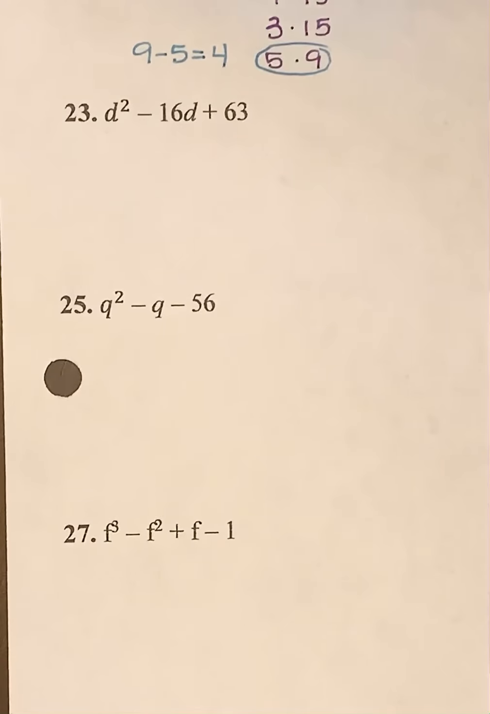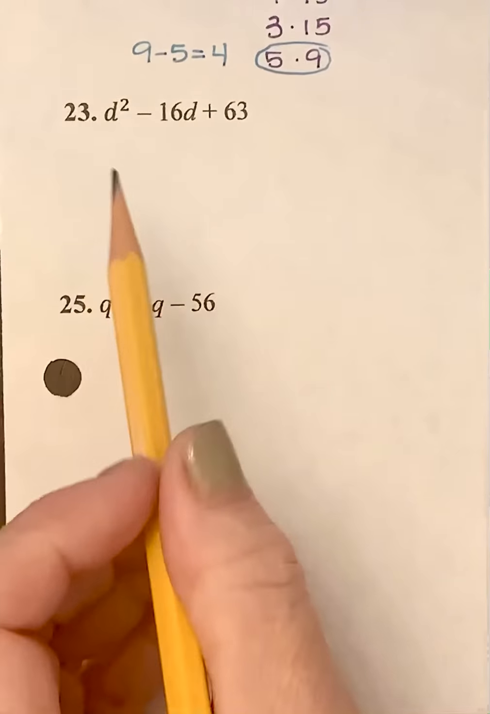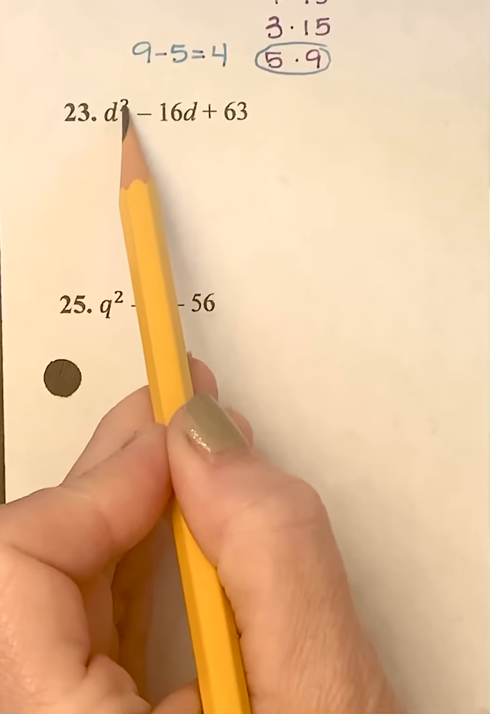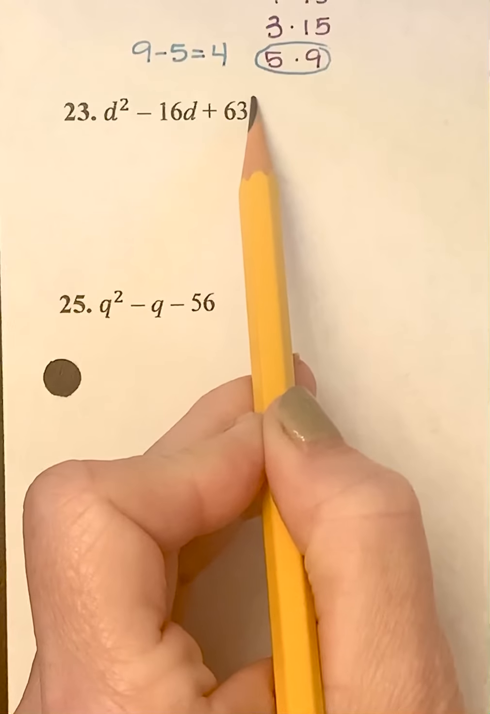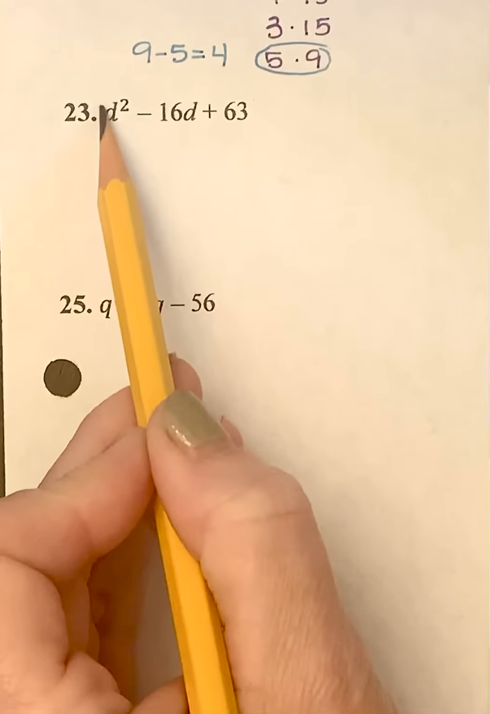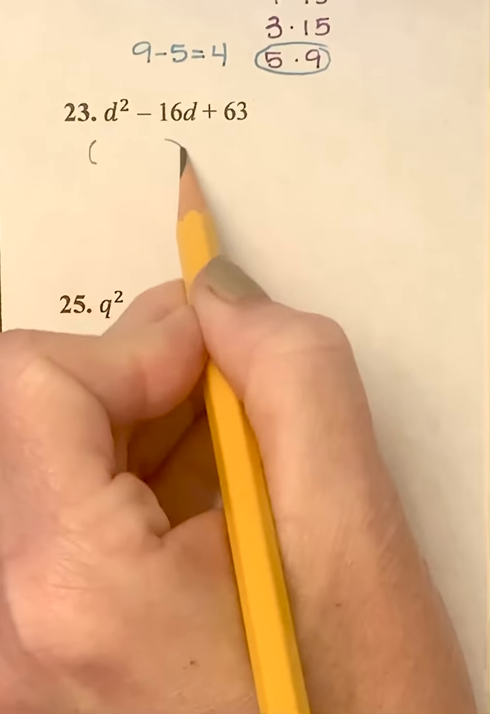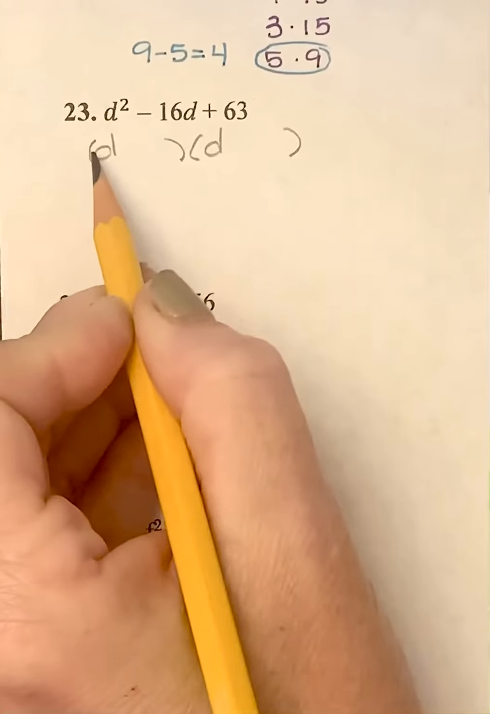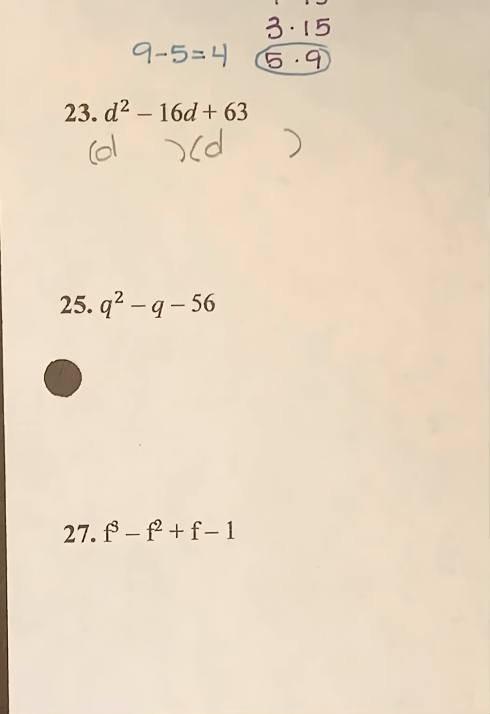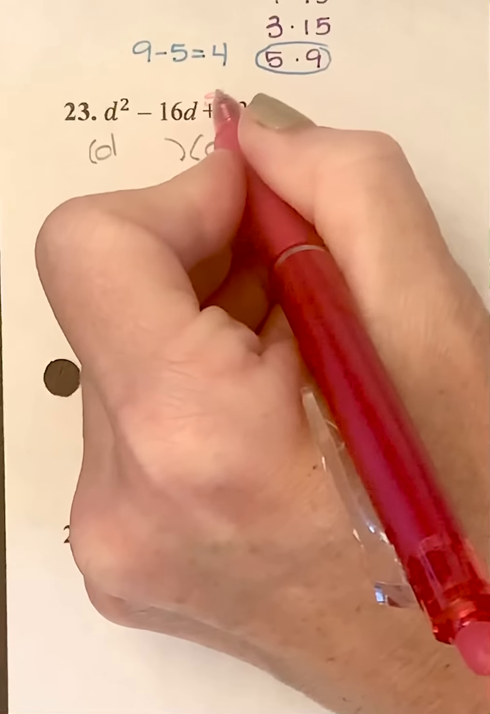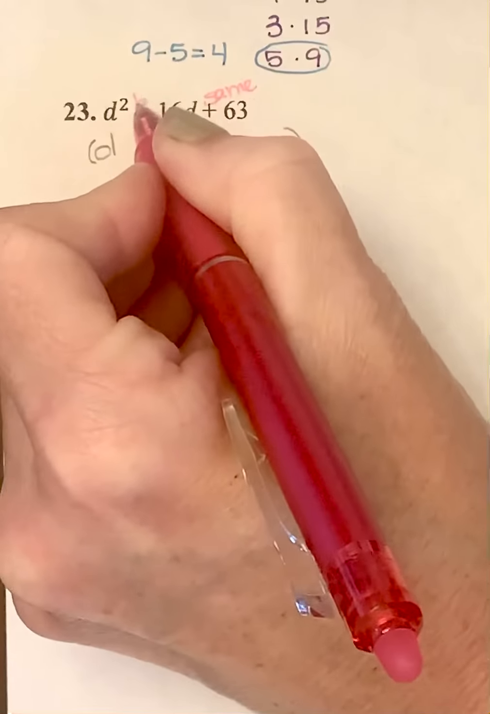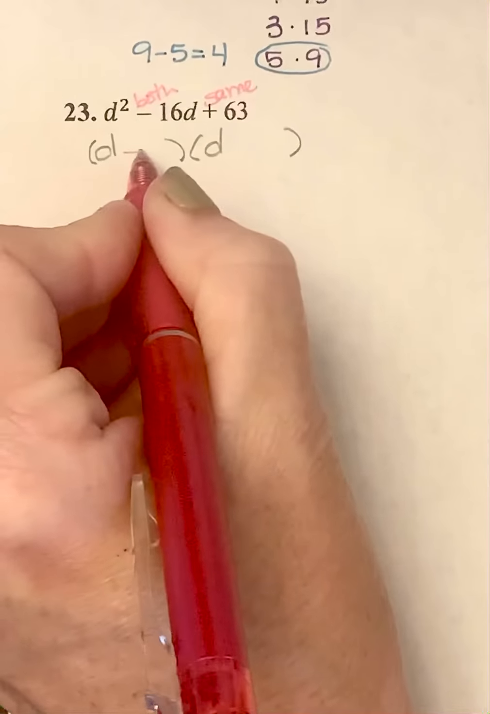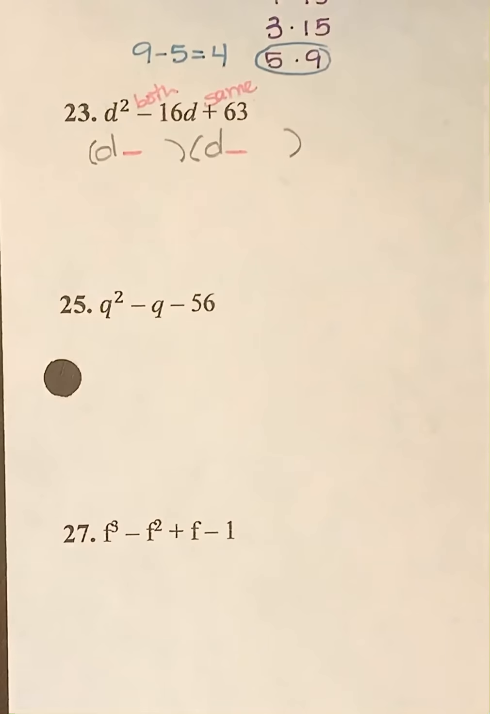Number 23. Is there a greatest common factor? No. It is a trinomial. It is in descending order. And the leading coefficient is 1. So I can go ahead and get started. A times A. And then the signs, this tells me the signs are the same, and this one tells me they're both negative. So I'll put a negative and a negative.